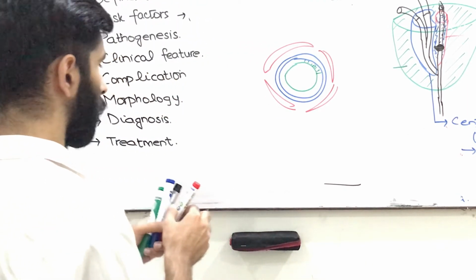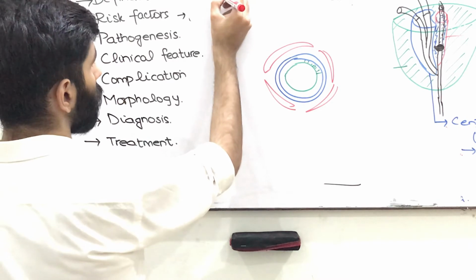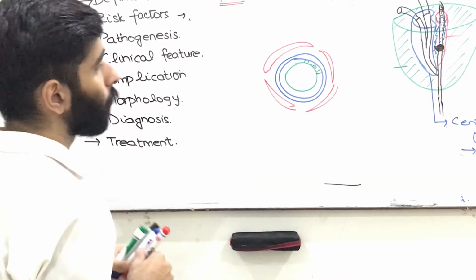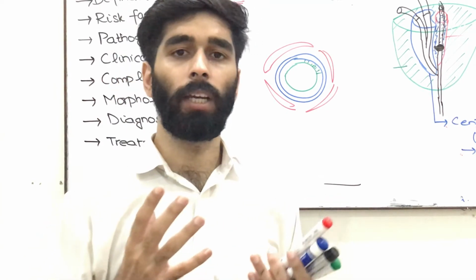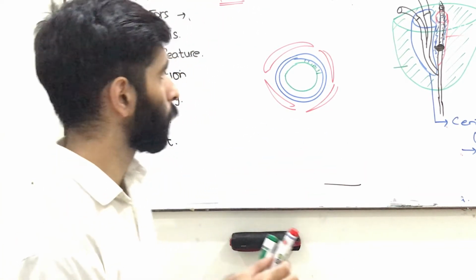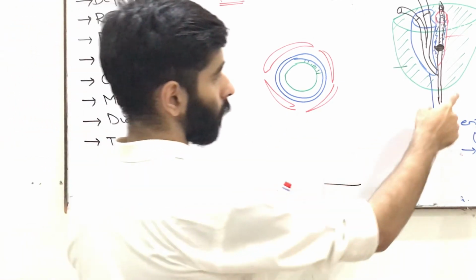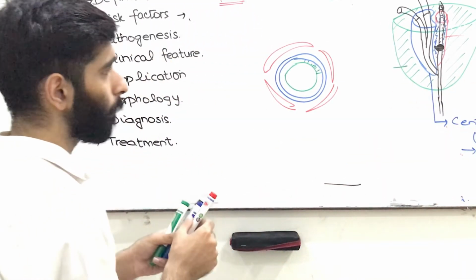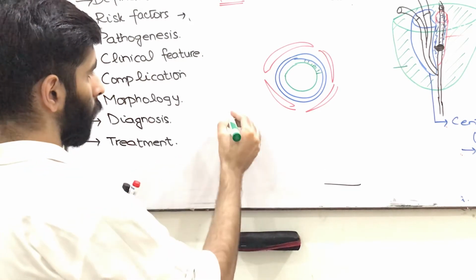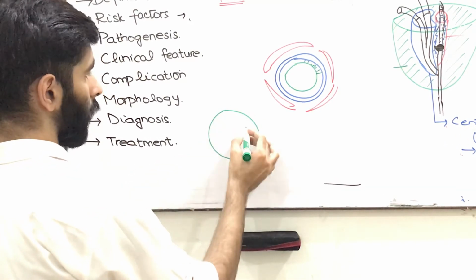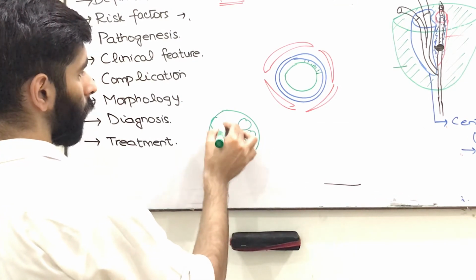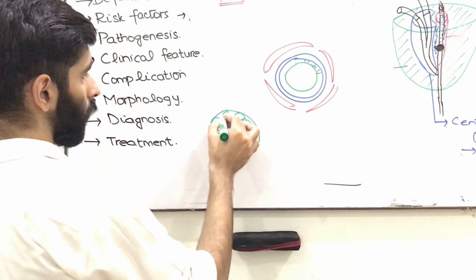So first of all, what are the gross features? On gross features, there is an enlarged prostate gland. The enlarged prostate gland can be seen under the bladder, and if we see the cross section, there are hyperplastic nodules that can be seen bulging outward.